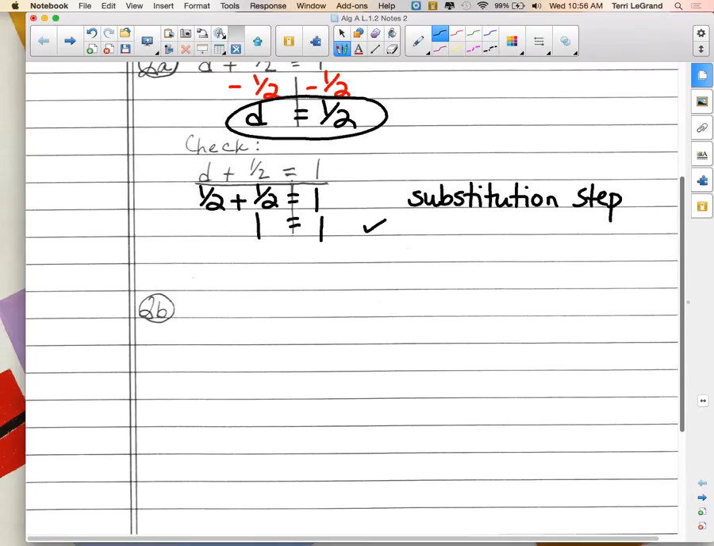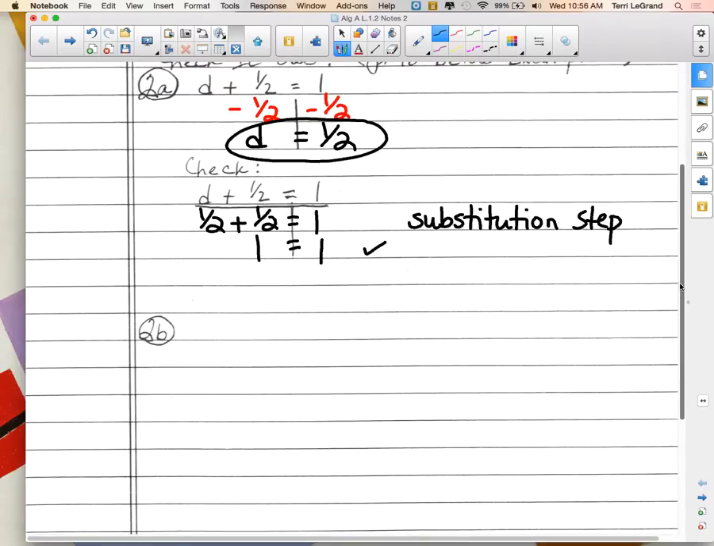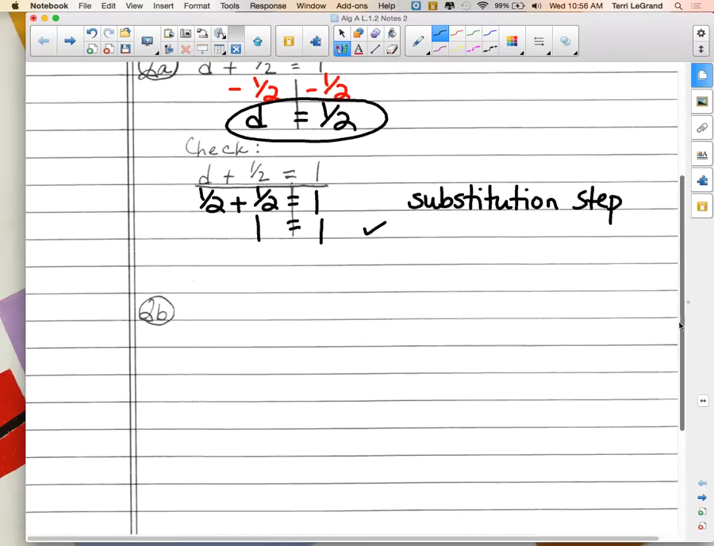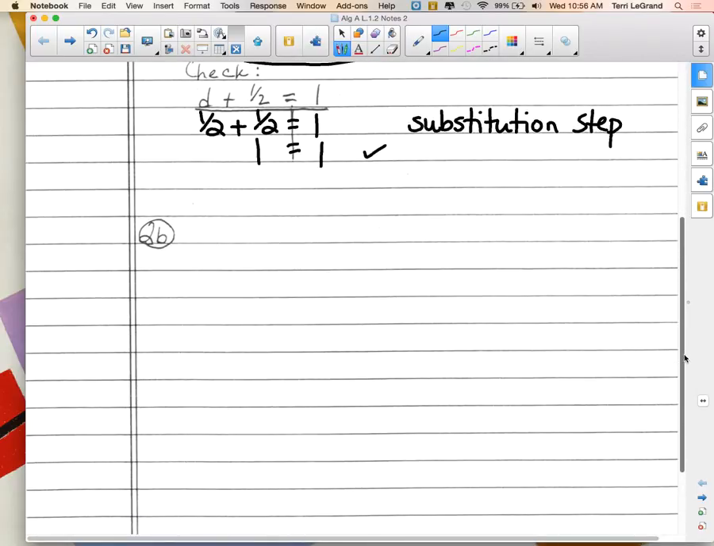So questions about any part of that? No? Okay, then let's copy down the equation. Go ahead from your book. Copy down the next equation we have to solve, 2b.